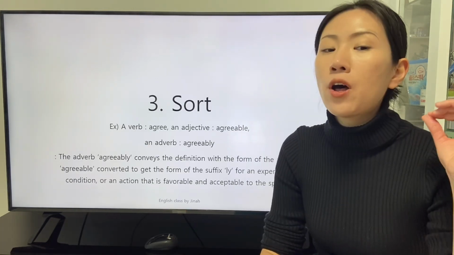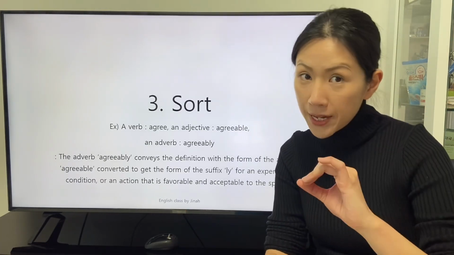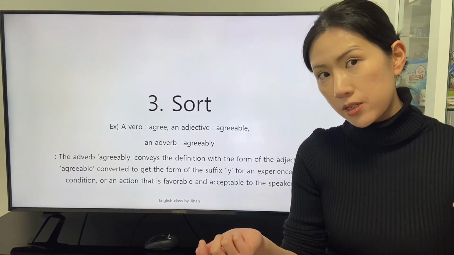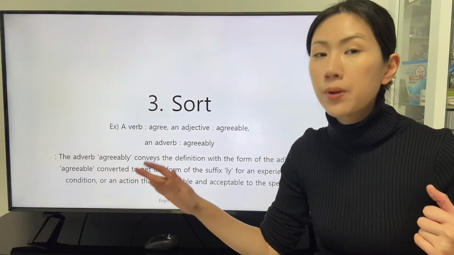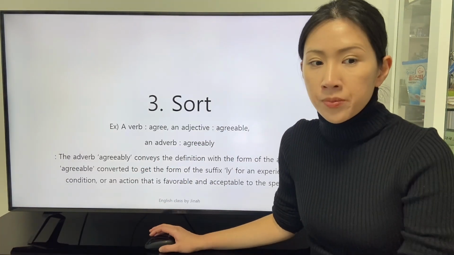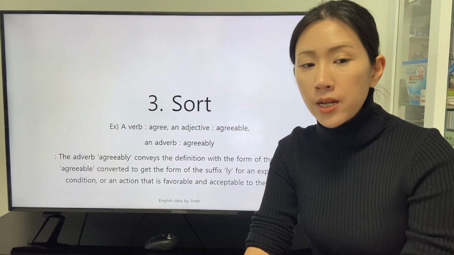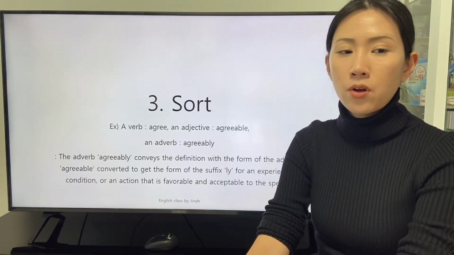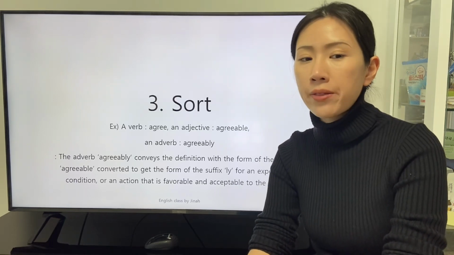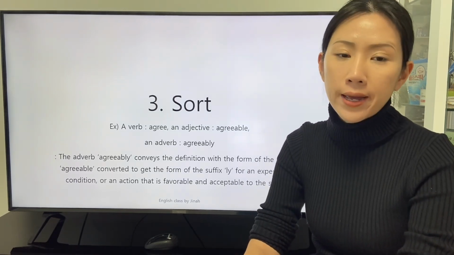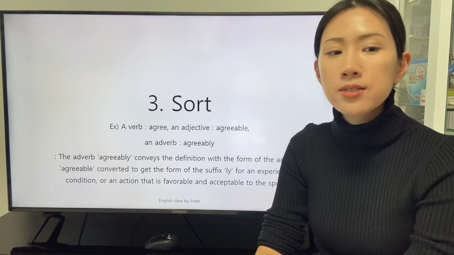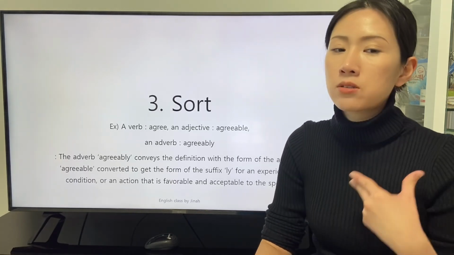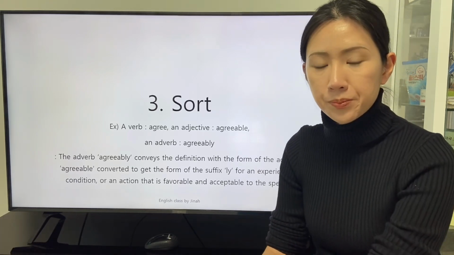The adjective agreeable with the suffix ly is converted into the adverb agreeably. The adverb agreeably conveys the definition with the form of the adjective agreeable converted to get the form of the suffix ly for an experience, a condition, or an action that is favorable and acceptable to the speaker.